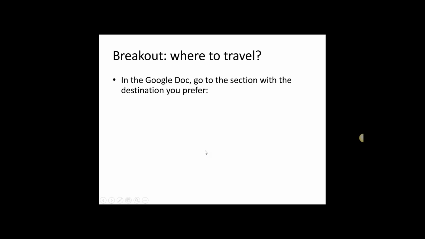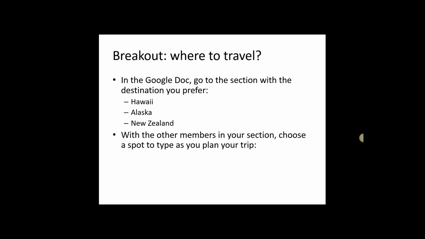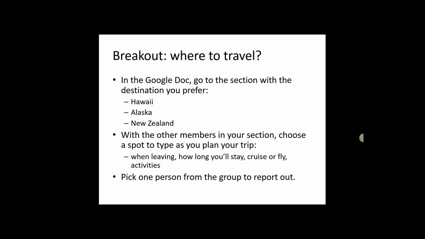So what we're going to do is go into the Google Doc and go to the section with the destination that you prefer, either Hawaii, Alaska, or New Zealand, because the topic is where would you like to travel? And with the other people who are in that same section, just pick a spot to start typing and type some information about what you would like to do on your trip. When you're leaving, how long you'll stay, are you going to cruise, are you going to fly there, what activities, and one person from the group is going to share out, okay?